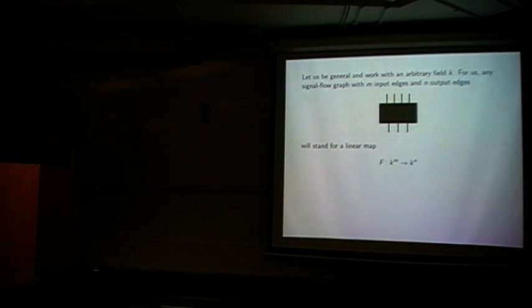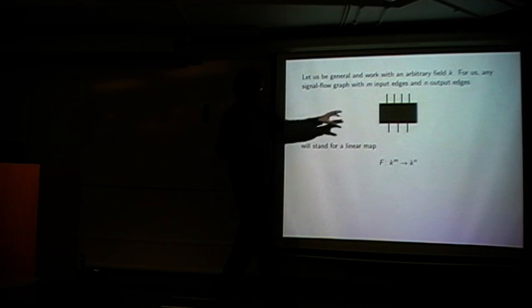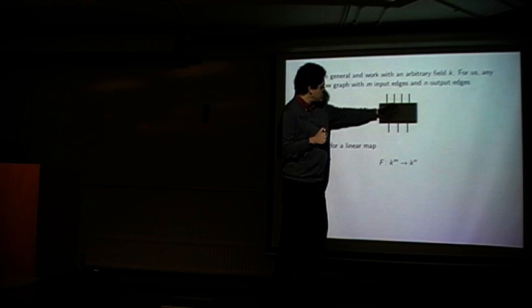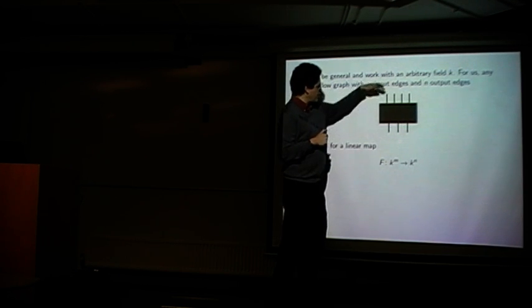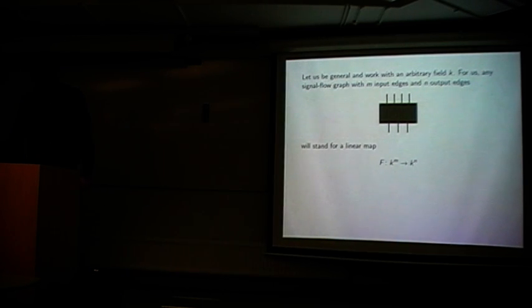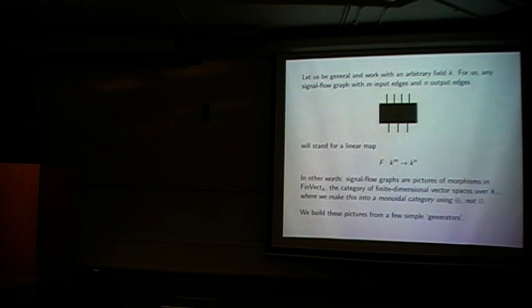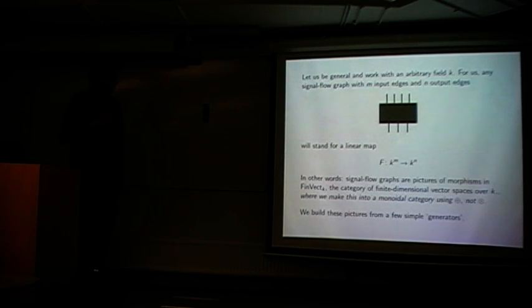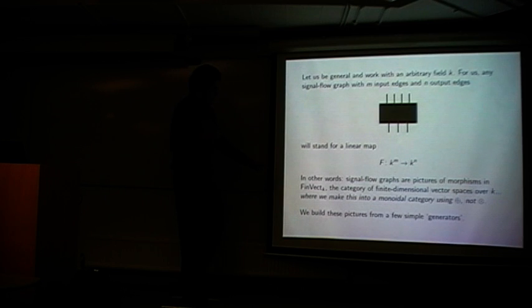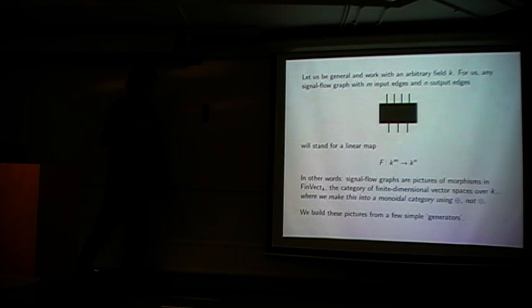So this is a black box. This could have all sorts of interesting things going on in it, like those little scalar multiplications and other things which I'm about to introduce. And I'll describe how to build up complicated machines, so to speak, out of those building blocks. But whenever we have any diagram with some number of edges coming in and some going out, it will represent some linear map like that. So if you want to make it sound like you need a PhD to understand this, you say signal flow graphs are pictures of morphisms in this category, the category of finite dimensional vector spaces over our field K.